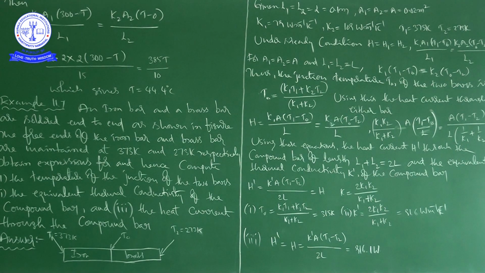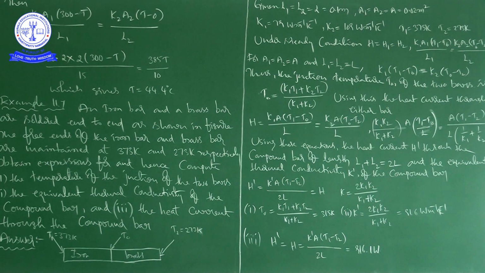So in this class we discussed two example problems, example 11.6 and example 11.7. In example 11.6 we calculated the temperature of the steel-copper junction in the steady state, which we got as 44.4 degrees centigrade based on the given data and the situation in the figure. In the next problem, we calculated three things: the temperature of the junction of the two bars as shown in the figure, the equivalent thermal conductivity of the compound bar, and the heat current through the compound bar. So three things we calculated based on the given data.